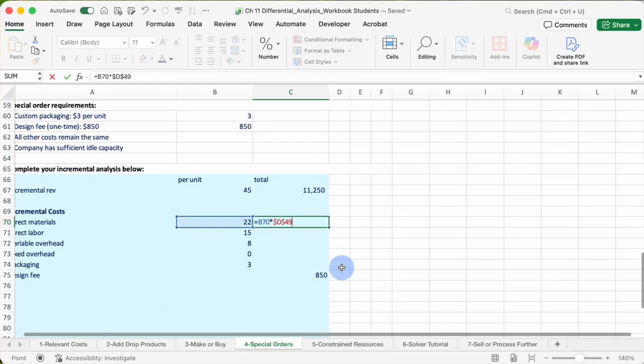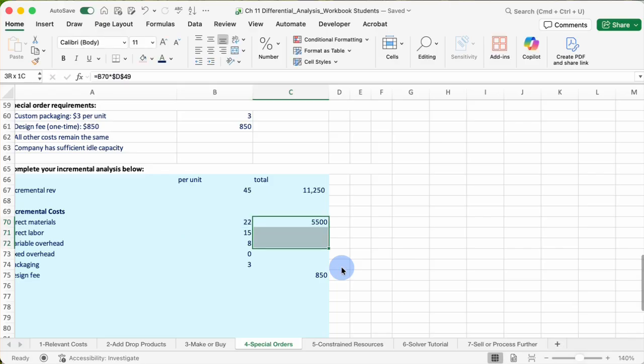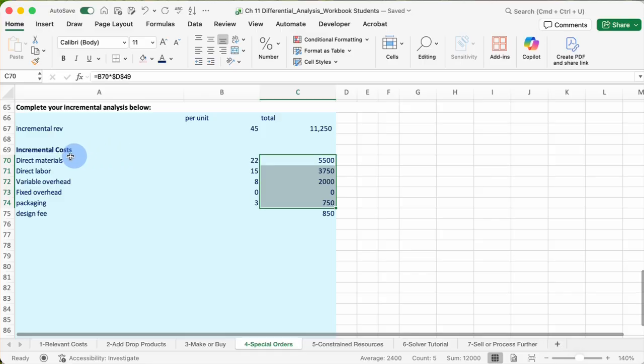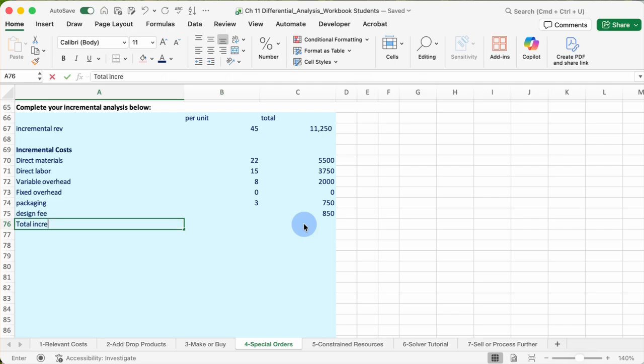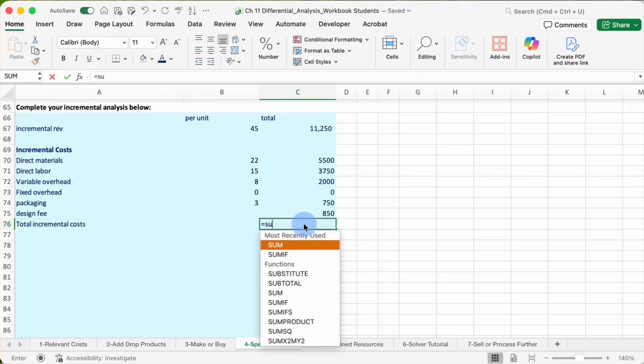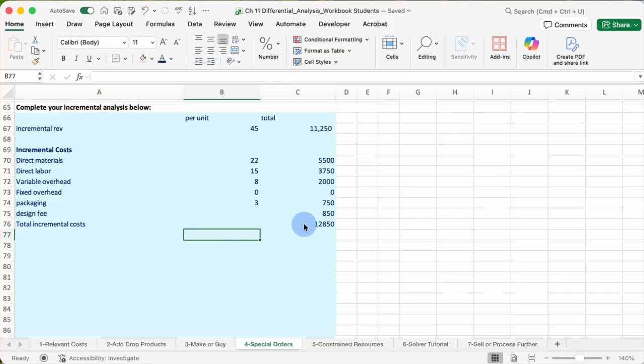We want to lock in that cell reference so that we can pull this formula down. That's Command T on a Mac or Function F4 on a Windows. I'm going to hit Shift and arrow down to the last space and then hit Command D to copy our formula down. And so now we've taken the incremental costs and we've calculated them for each line item. So we can do a total incremental costs. We'll use equals, sum, open parentheses, and select all of our costs.